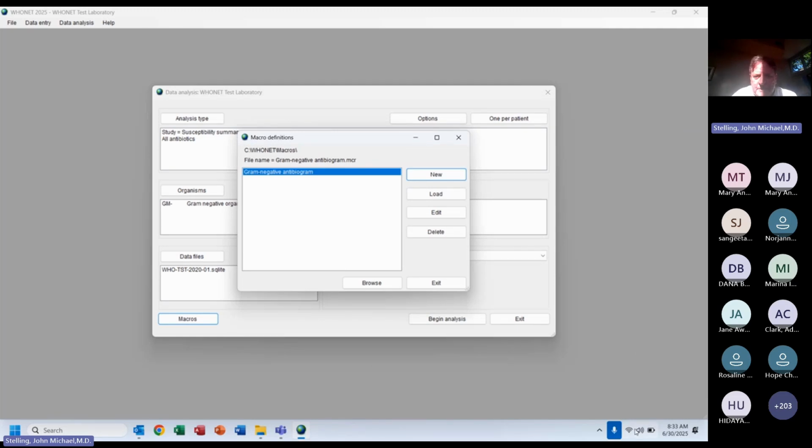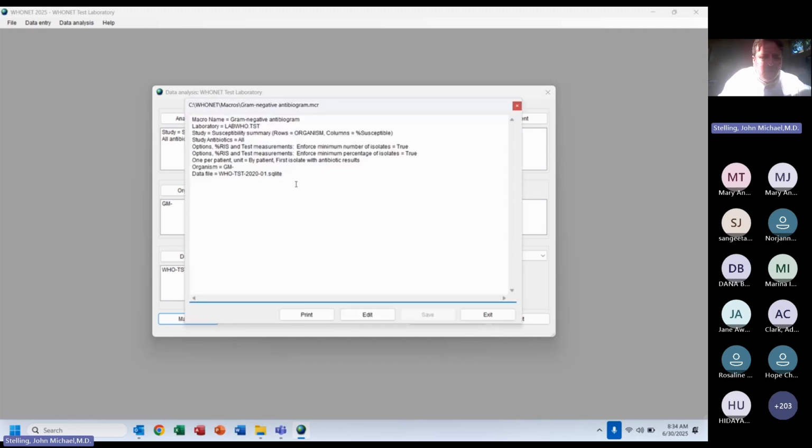You don't need to look at these. WHONET knows what it is. You don't need to look at these, but I'll show you what it is. I'll go to edit. I can see the sun's a problem. I have trouble seeing my mouse. Edit. You don't need to look at this, but it is very simple. I want to do a percent susceptible summary with all the antibiotics, minimum of 20 isolates.